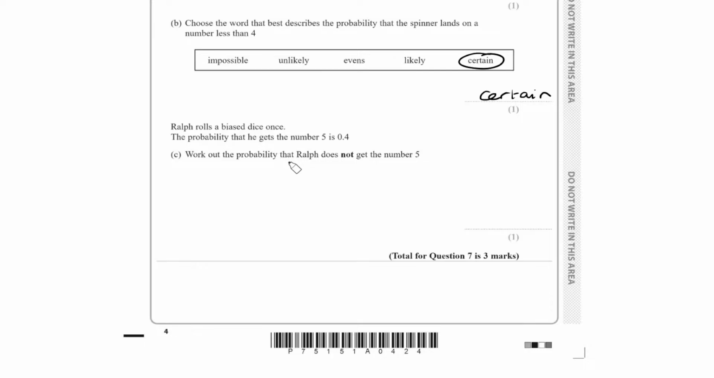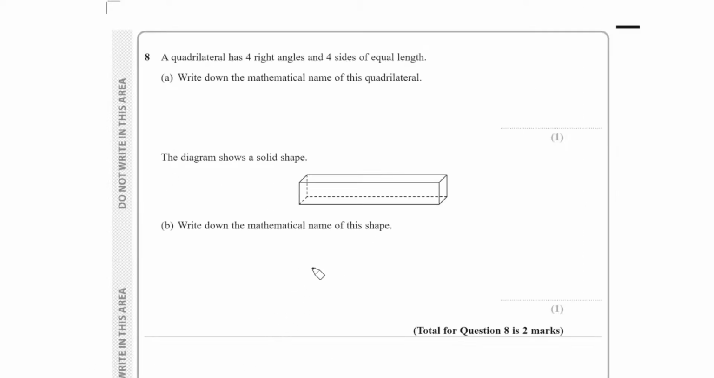Well, all probabilities add up to 1. That's the fact that we need to remember. All probabilities will add up to 1. Or in other words, 100%. So if we want the opposite of the number 5, which is everything else, then I need to take 0.4 away from the 1. So it's almost like saying 100% minus 40% if you want to think about it that way. Same thing, isn't it? So the probability would be 0.6. Okay, 0.6 for that one. So just take it away from 1. And that's 3 marks for all of those.